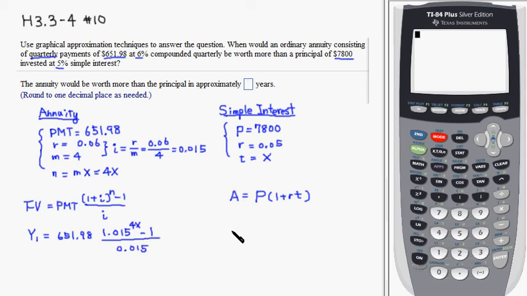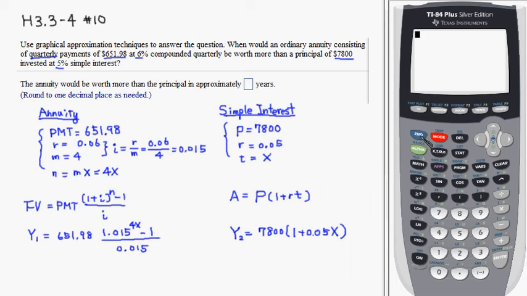All right, I'm going to use Y2 for the simple interest. P is 7,800, so that's the principal. Then it's going to be 1 plus 0.05 times X. All right, let's punch those into a calculator.